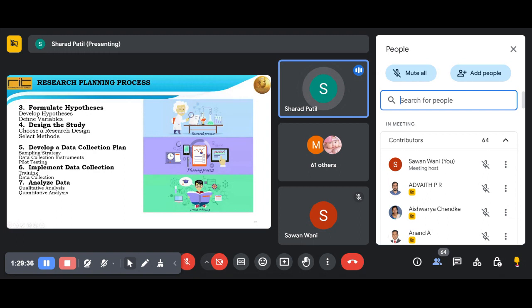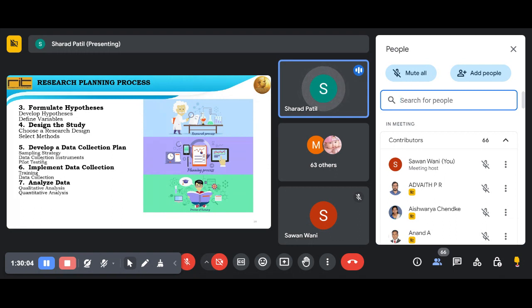Then the most important part is data collection. To develop a data collection plan, I think yesterday this part was also covered, the different methods, and I hope one of the sessions is also on the collection of data, different types of data. I have gone through the different session titles. So here you also require to collect the data in the research design: sampling strategies, different data collection methods, pilot testing, and so on.